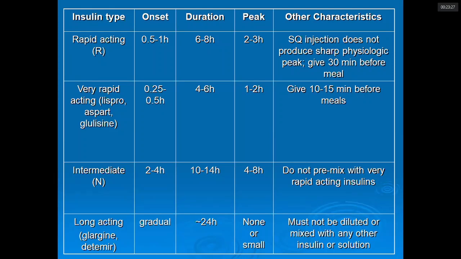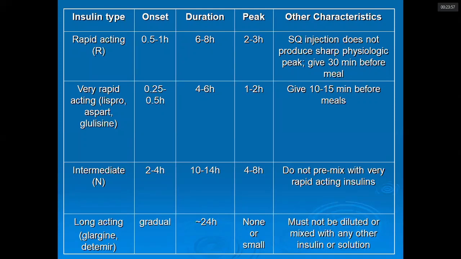Very rapid acting insulin is like rapid acting insulin, but works within a shorter time, within 15 minutes, with duration about 4 to 6 hours and the peak within 1 hour. It is given 10 to 15 minutes before meal, not 30 minutes before meal. Intermediate insulin works within 2 to 4 hours, the peak is approximately between 4 to 8 hours, and the duration is between 10 to 14, up to 16 hours.